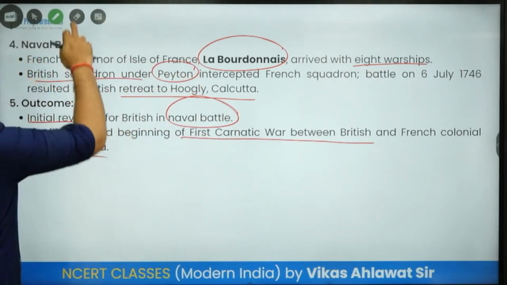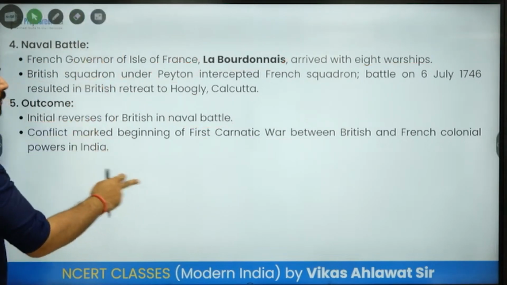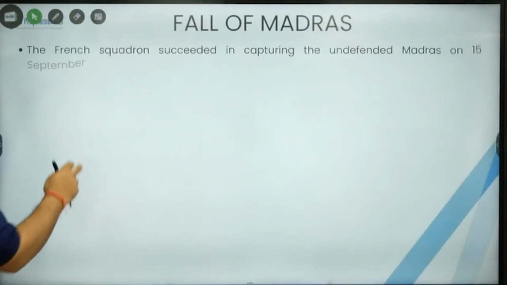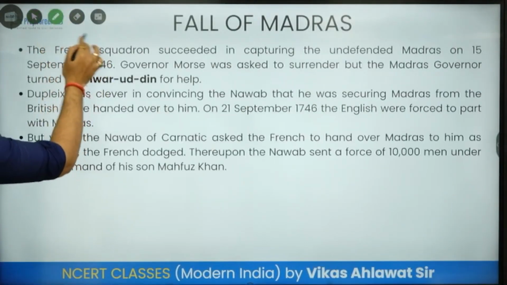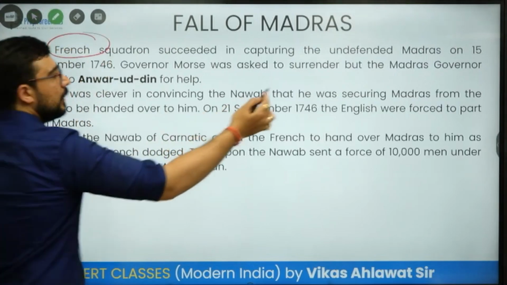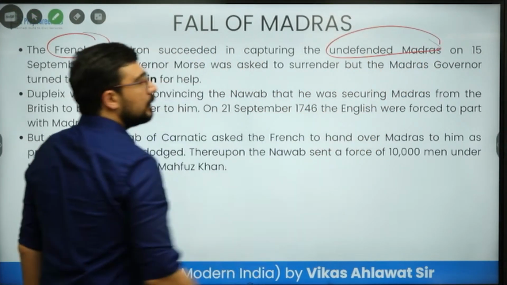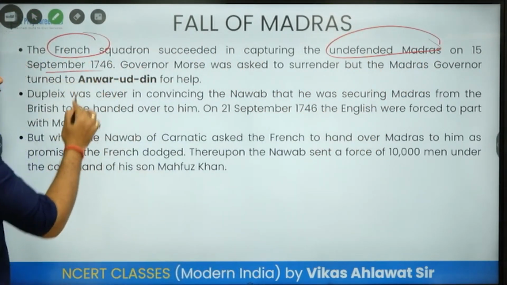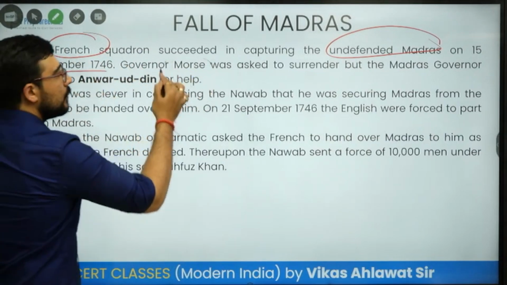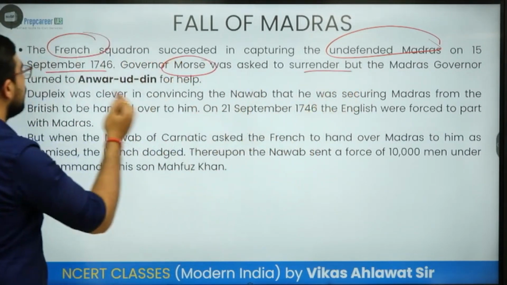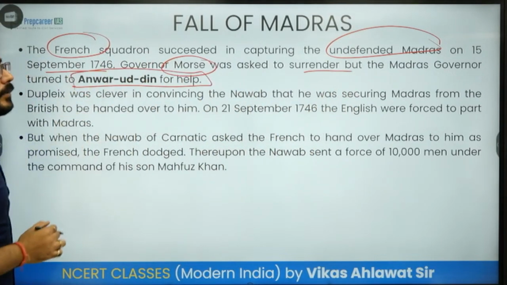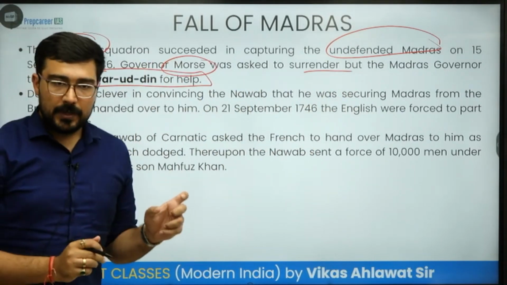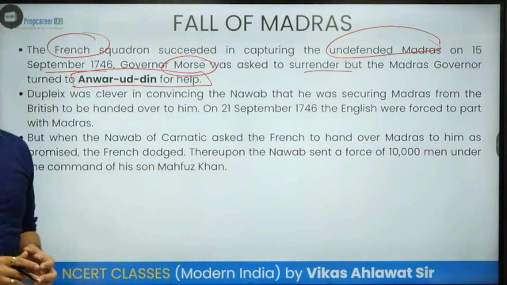So when this first Carnatic War was being fought, the French succeeded in capturing the area of Madras. उन्होंने मद्रास को capture कर लिया on 15th of September 1746. Governor Morse was asked to surrender, but the Madras governor turned to Anwaruddin. Anwaruddin, you have to remember, was the Nawab of Carnatic.